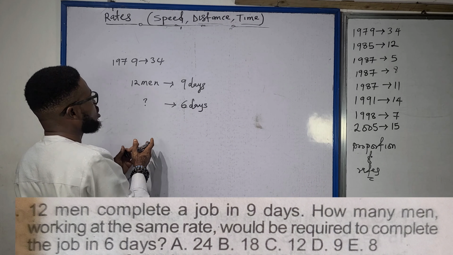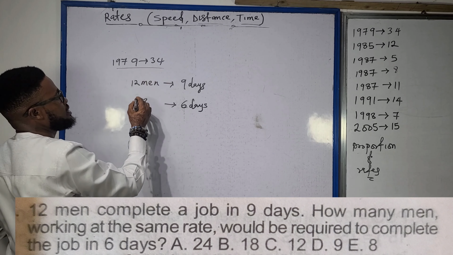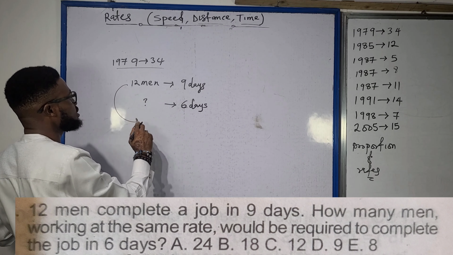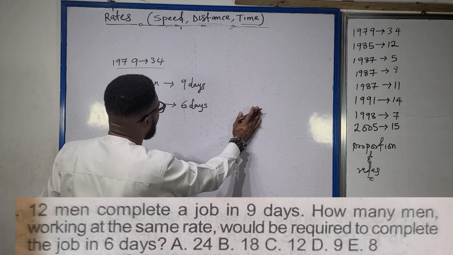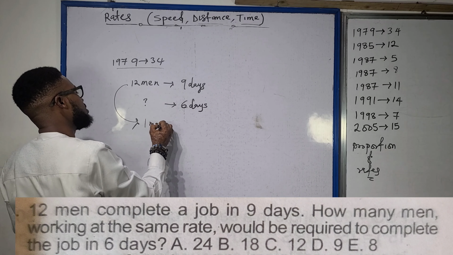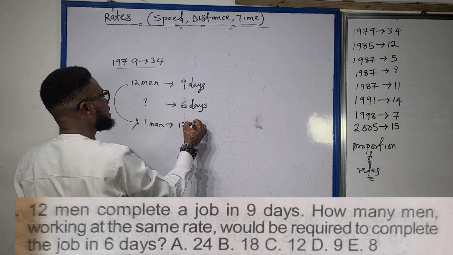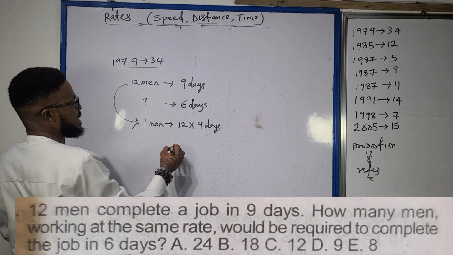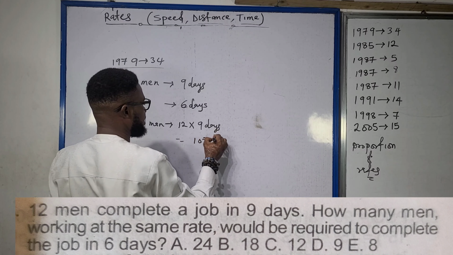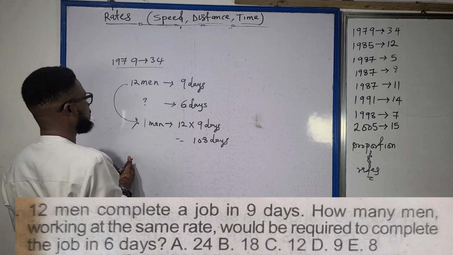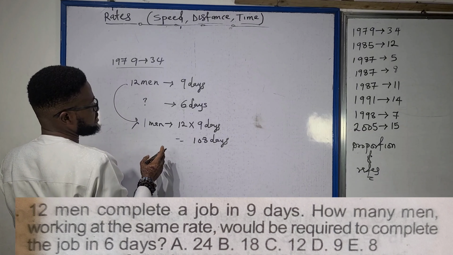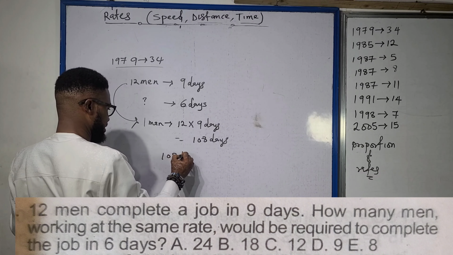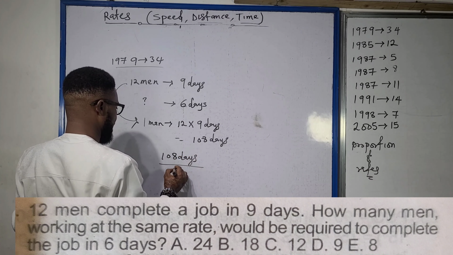That is the question. Recall that I said of proportion that the best way is to calculate the value of 1 unit. In this case, if 12 men will do the job in 9 days, then it means 1 man will do the job in 12 times 9 days. And that is 108 days. So if I wanted this to happen in 6 days, I have to say, okay, 108 days divided by 6 days.